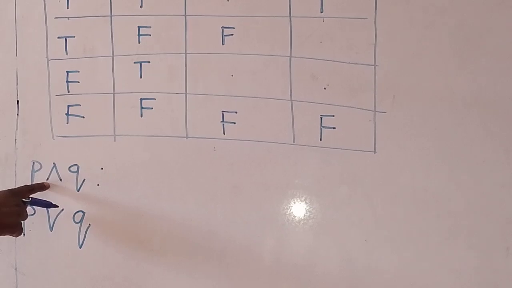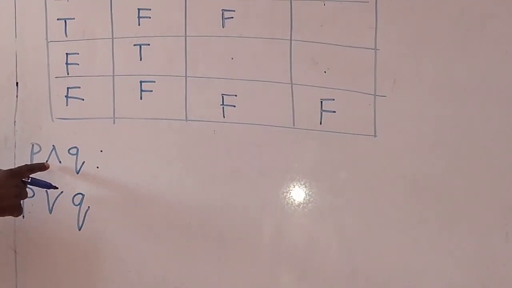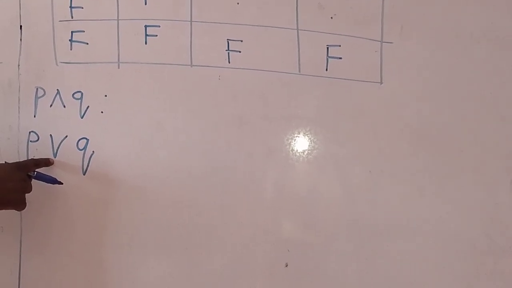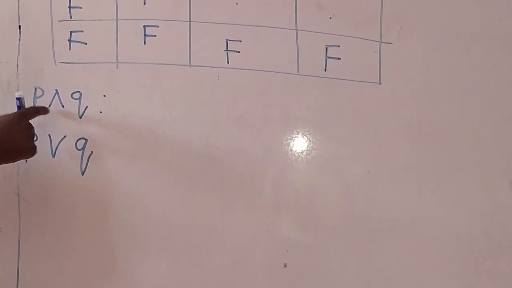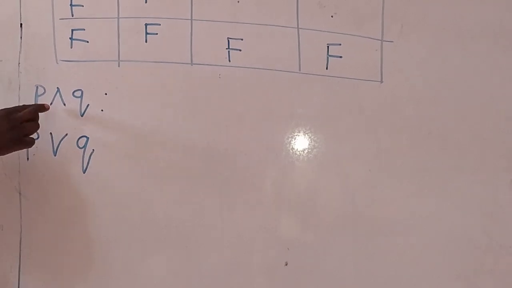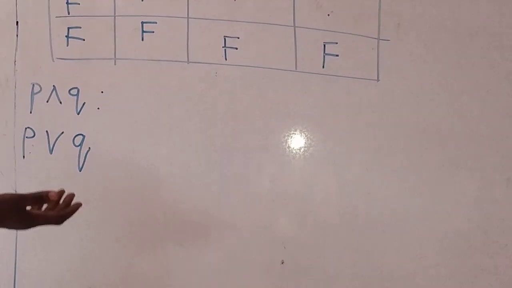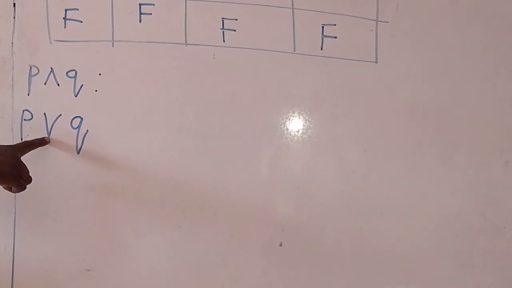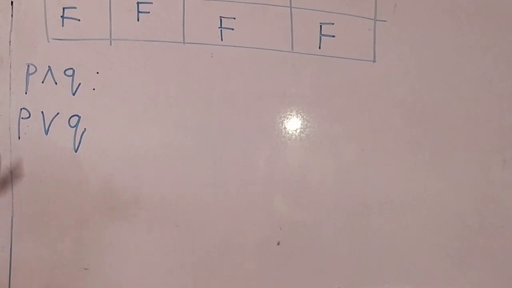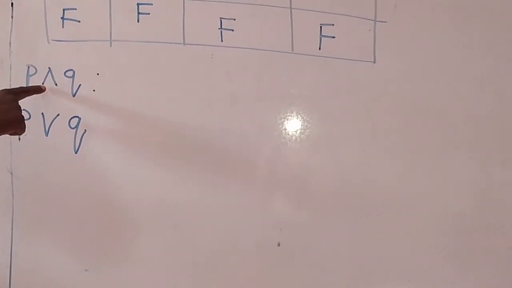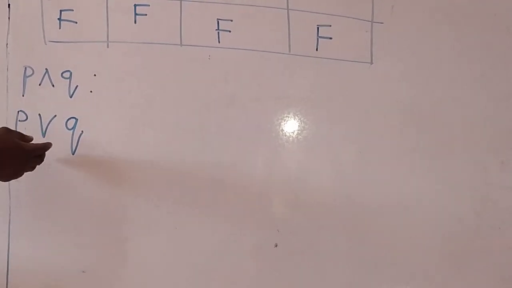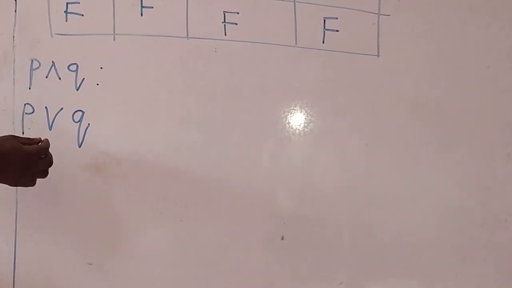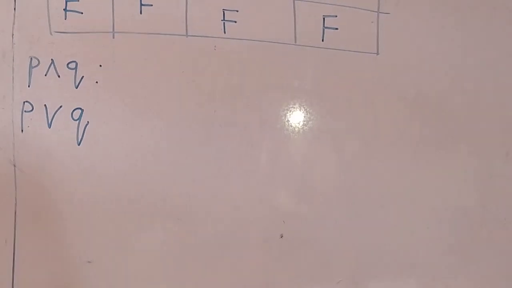This sign is a sign of what? Conjunction. This sign is a sign of disjunction. This symbol is conjunction, which is AND. This one, disjunction, which is OR. This is AND, conjunction. This is OR.